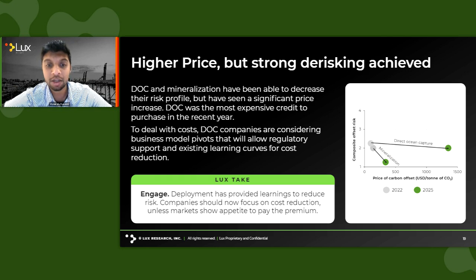So these are technologies that you do want to consider to be a part of your portfolio now that the risk is reducing. And now that the risk is reducing, you'll see a stronger focus on cost reduction, unless, of course, the market is willing to pay the premium. So, for example, for a leading company like Captura within ocean capture, Captura has begun operations of a 1,000-ton per year pilot, which is a commendable feat for a technology which was basically lab scale 2 to 3 years ago.